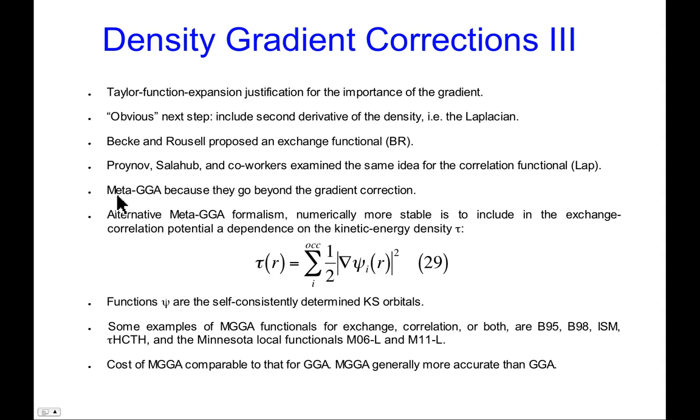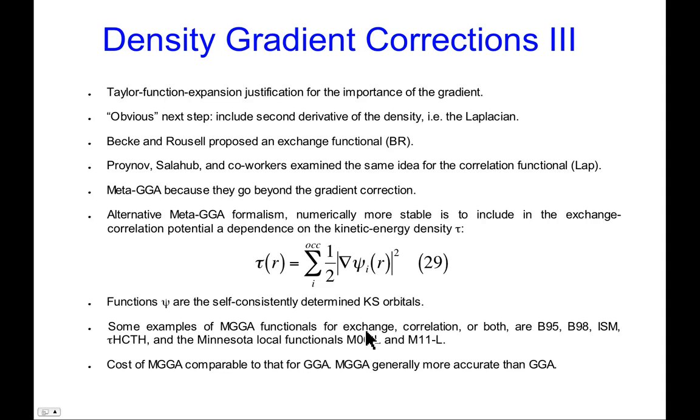A more general name at this stage is a meta-GGA, meta because it goes beyond the original generalized gradient approximation. And actually what most people talk about now is not the Laplacian or the second derivative, but instead the kinetic energy density, tau. And so it still has second derivative character, but it's based on the orbitals as opposed to the density itself, and it proves to be a bit numerically more stable to introduce the second derivative dependence that way.